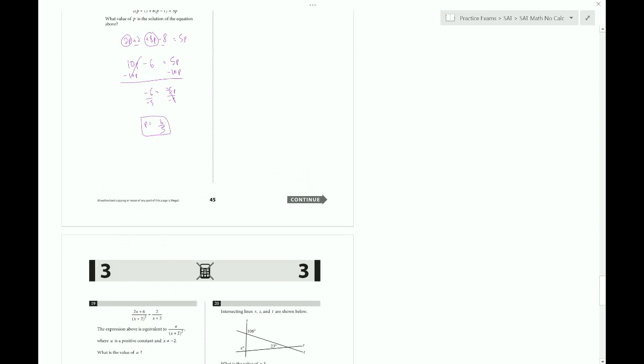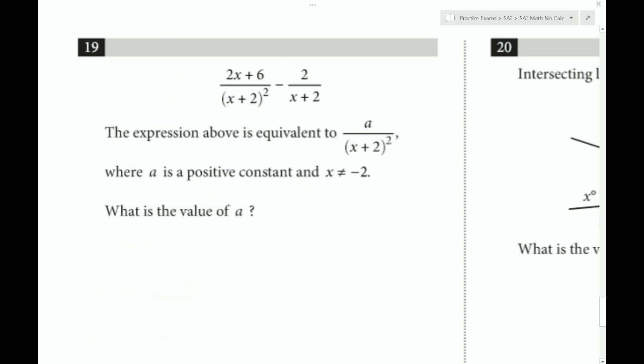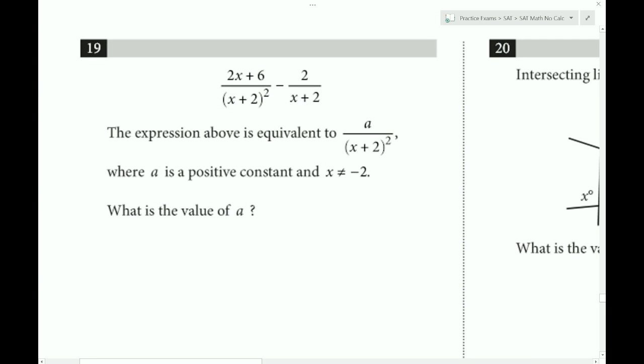Alright, so we're on the last 2 here. The expression above is equivalent to this, so why not have it equal that, right? x plus 2 squared. x is not equal to negative 2. What is the value of a?